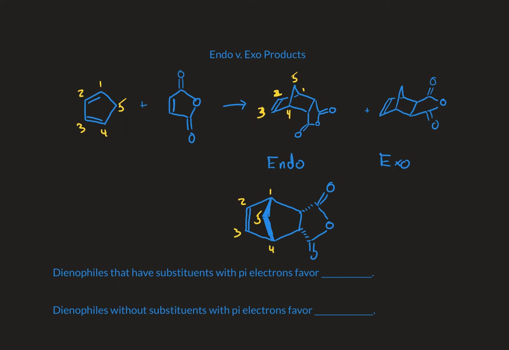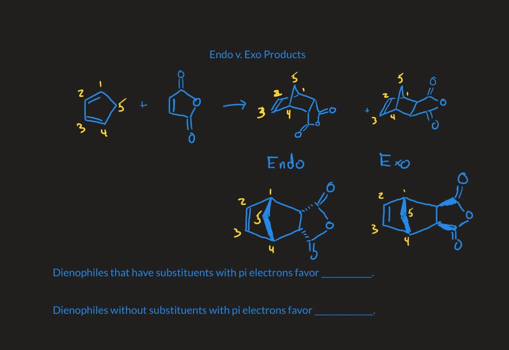In the exo product, the bridge is up, and the substituents are up. And so if I draw that one, it might look like this. Where this is carbon 1, 2, 3, 4, and 5.